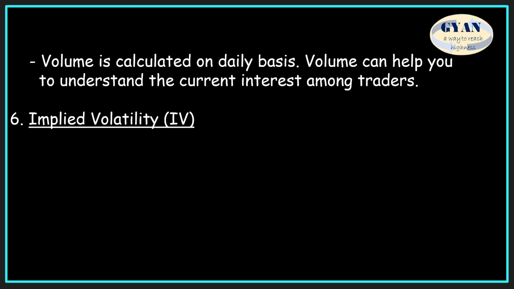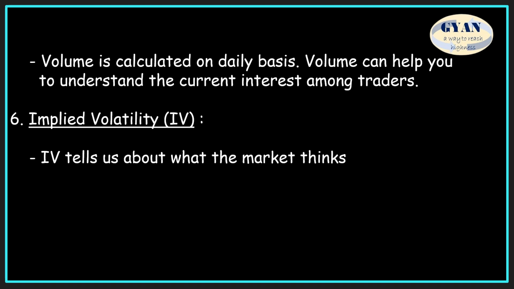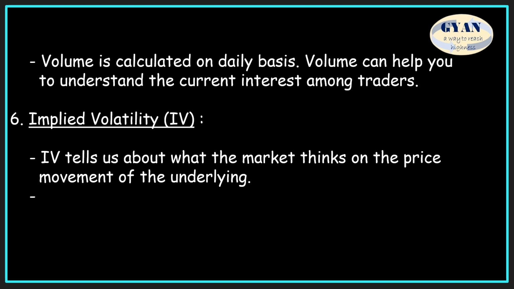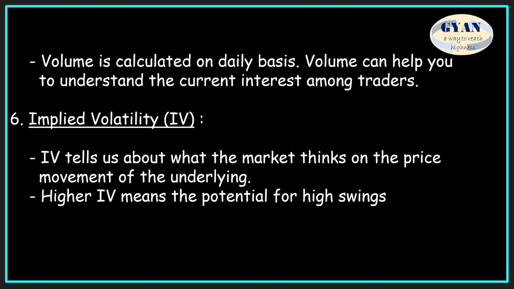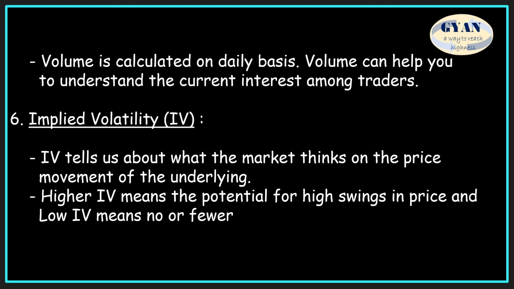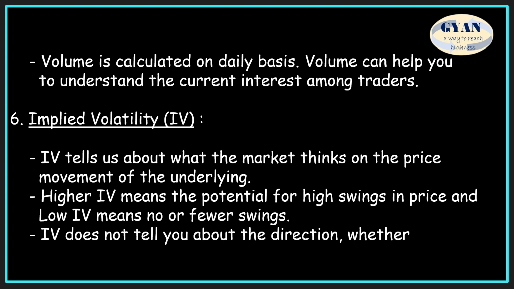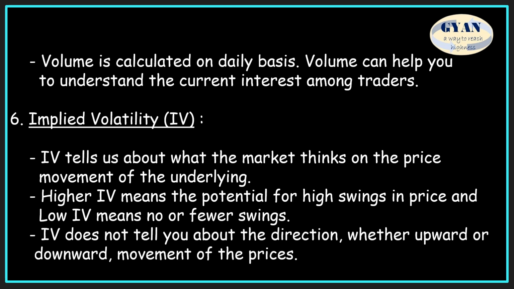6. Implied volatility (IV). IV tells us about what the market thinks on the price movement of the underlying. Higher IV means the potential for high swings in price and low IV means no or fewer swings. IV does not tell you about the direction, whether upward or downward movement of the price.